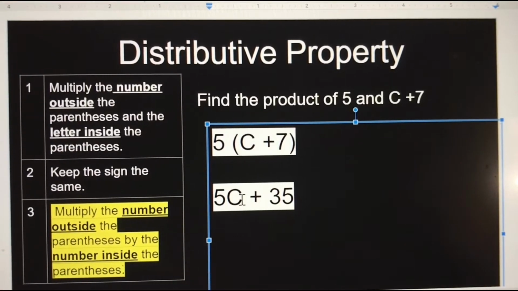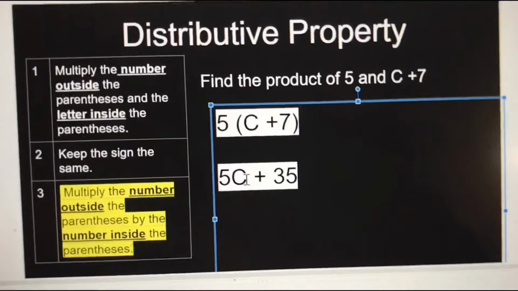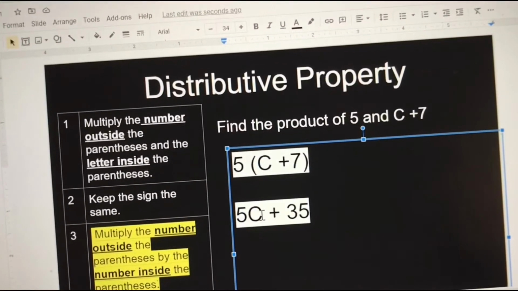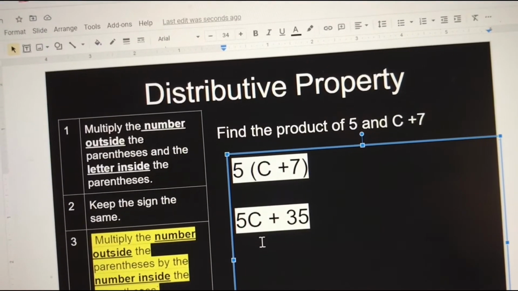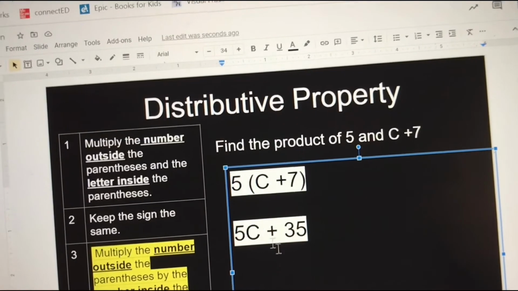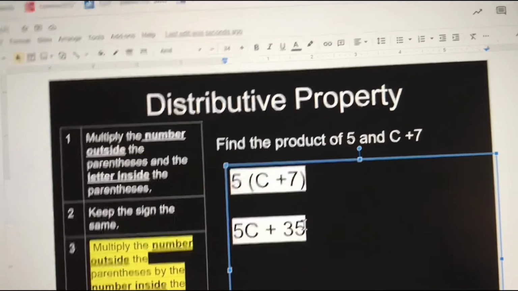Now again, the learning target, the goal, was to simplify the numerical expression. We're not going to have an exact answer and get the problem down to a final number because we do not have the value of c. We don't know what the numerical value of the letter c is. So this is as far as we can go as far as simplifying the expression. So this will be our final answer.